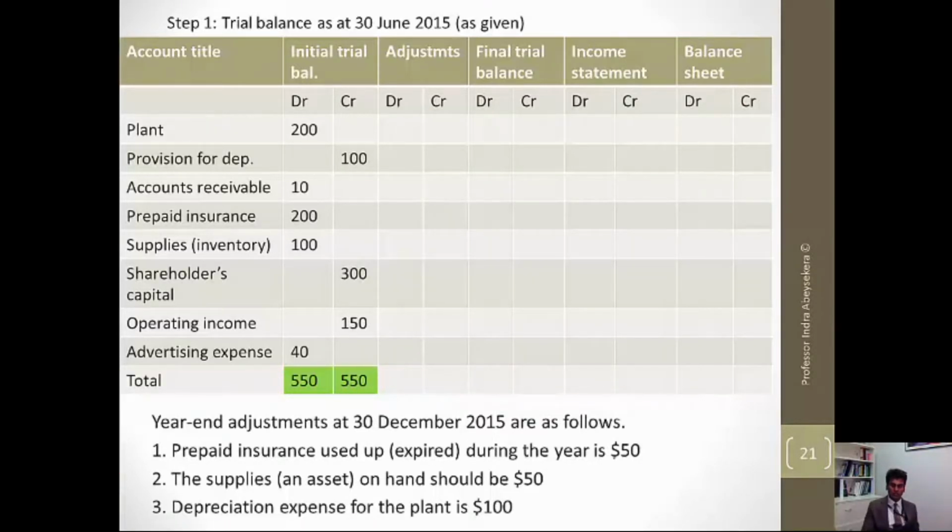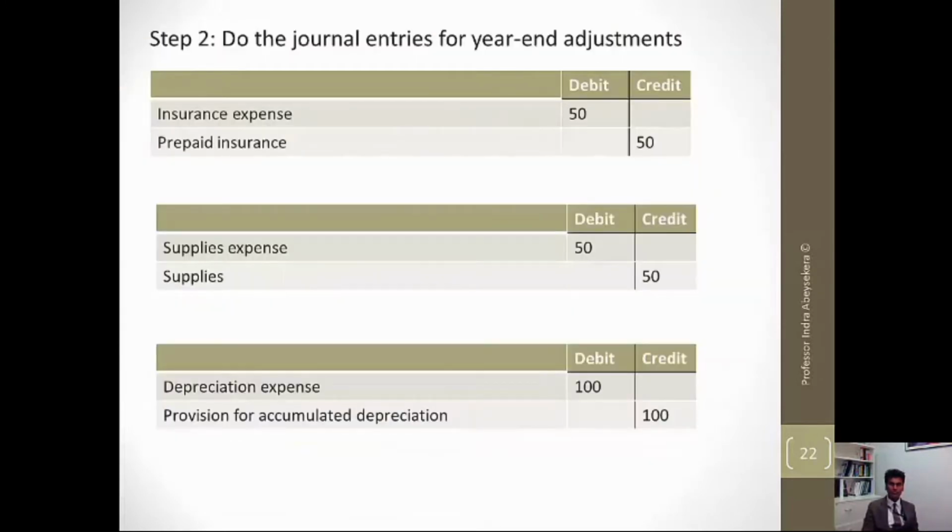Prepaid insurance. Prepaid insurance is an asset. It decreases because that asset is being used up. It becomes an expense. So debit insurance expense and credit prepaid insurance.